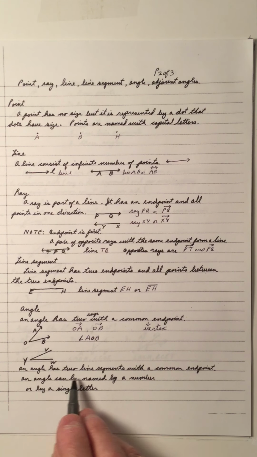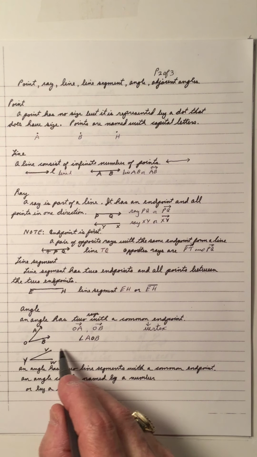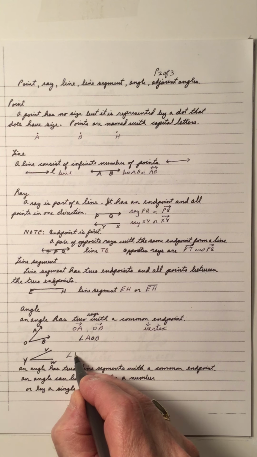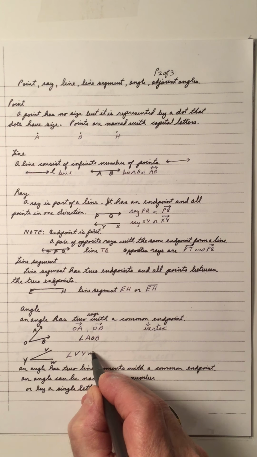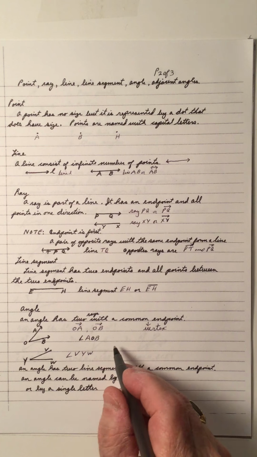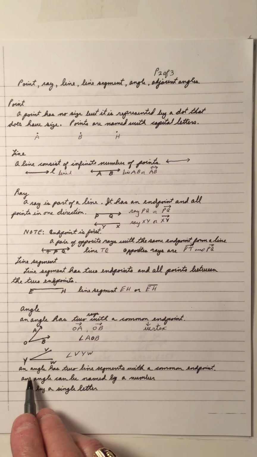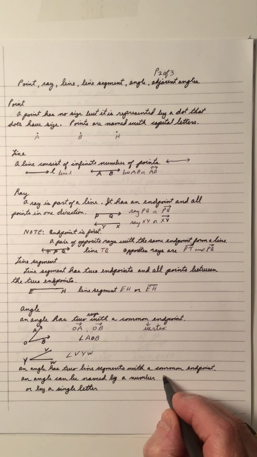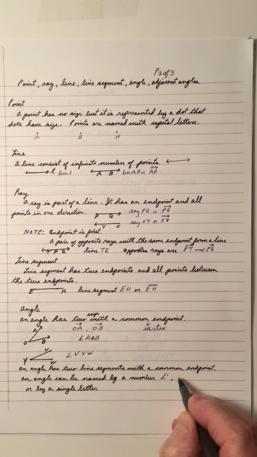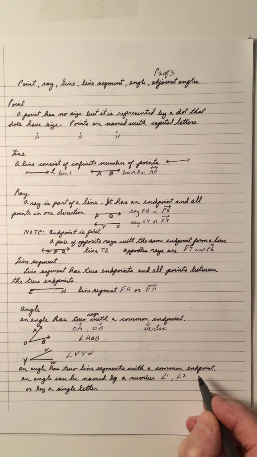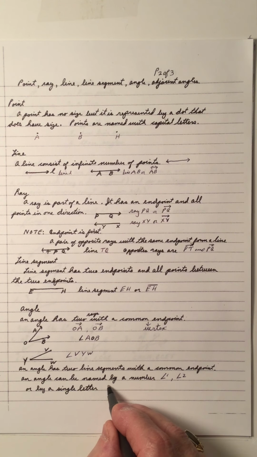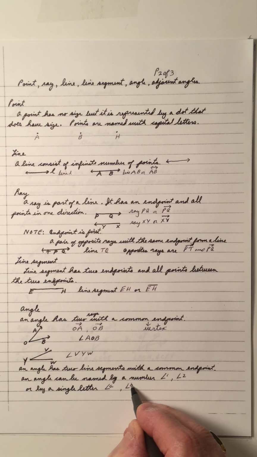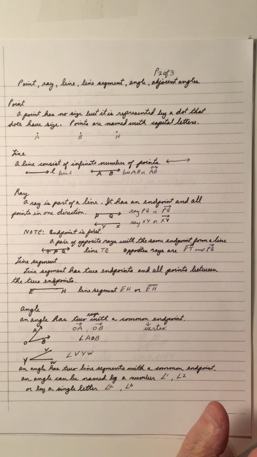An angle can have 2 segments with a common endpoint. So this angle, if you want, is named angle VYW. Again, Y is the vertex. An angle has 2 segments with a common vertex. An angle can be named by a number. So sometimes we can say this is angle 1, or we can say that's angle 2, etc. Or we can name an angle with a letter like small a for an angle, small b. You'll see that as we go on in the geometry.